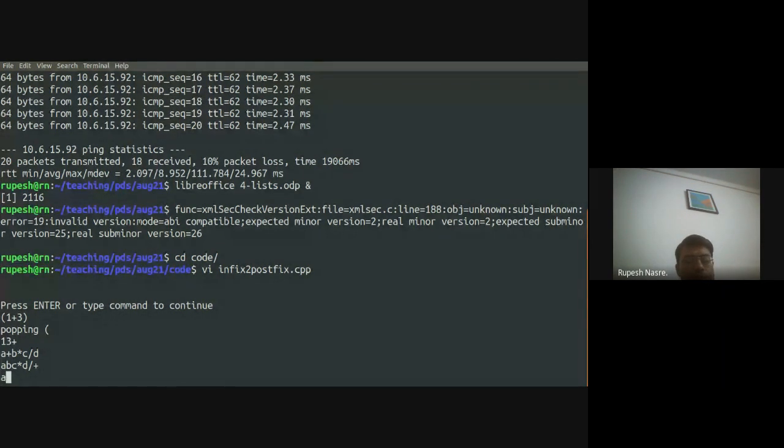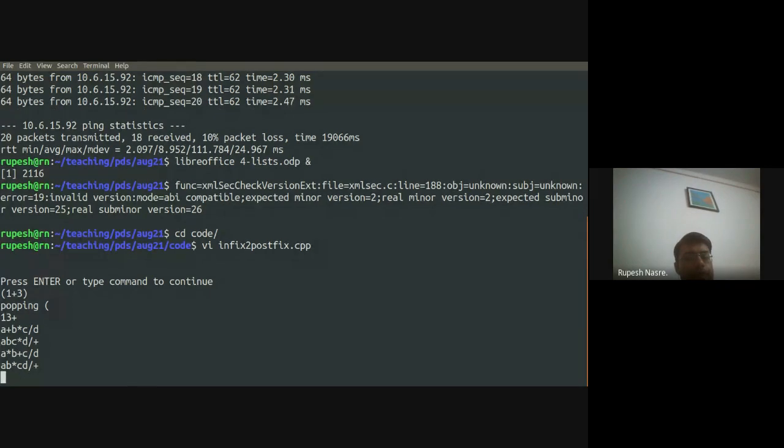But if star had appeared first, then as soon as you encounter plus, you can guarantee that star should be evaluated first, and therefore that star will be popped from the operator stack and pushed to the output, and so on. You can play around with this for larger expressions. If anybody wants to try any specific expressions, please let me know in the chat. I'll just copy and try.